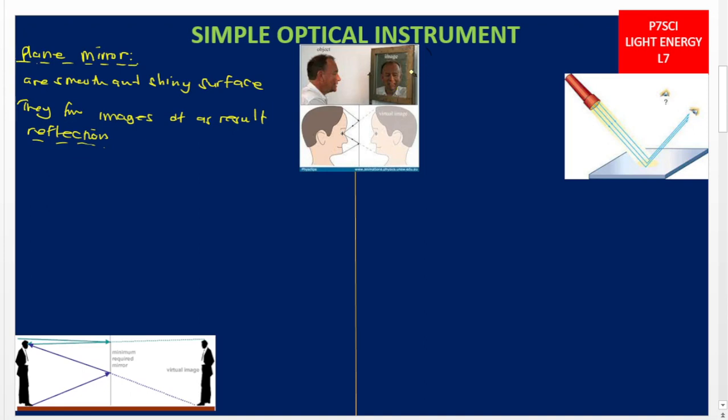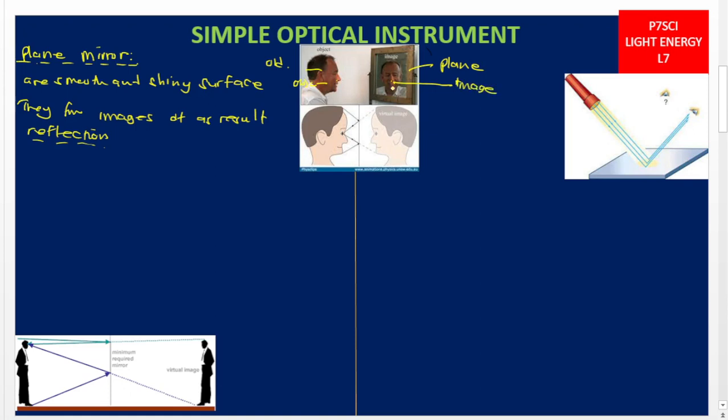So as you can see over here, this is our plane mirror, and we have this old man here. Then the old man is seeing himself inside. This old man becomes the object. Then what is inside the mirror becomes what we call the image.